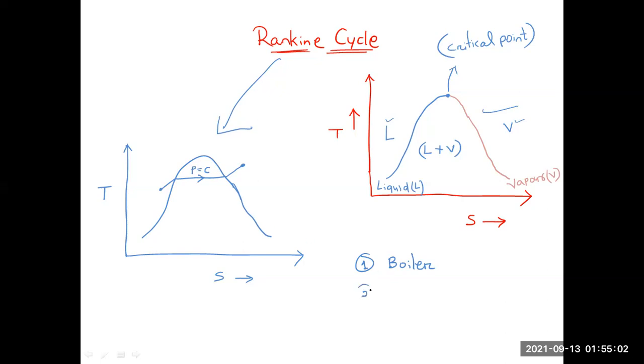Then the second component will be the turbine. So in turbine, isentropic expansion of the gas will take place. The turbine will somewhat look like this. This part indicates the turbine. Isentropic means you can see in this line, this is a vertical line where entropy will remain constant. Isentropic expansion will take place. Now the third point will be the condenser.